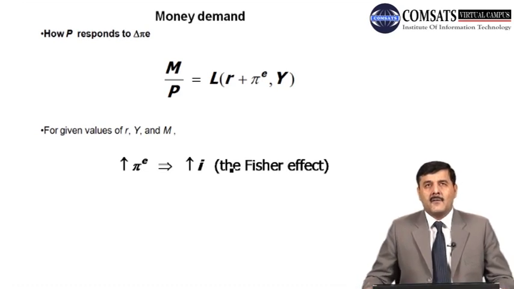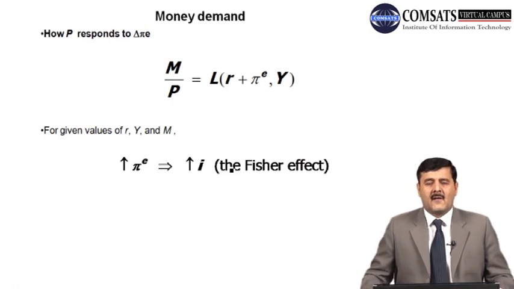As we know, we will start in the same way from the money demand function. As we know, we have a demand for money function: M over P is equal to L(R plus πE, Y). For given values of R, Y and M, whenever there is an increase in the expected inflation rate, this will bring a change in the nominal interest rate i, the Fisher effect.